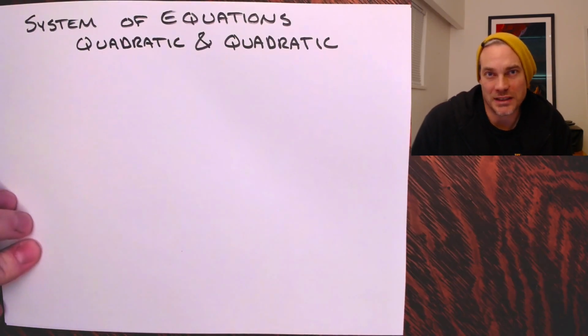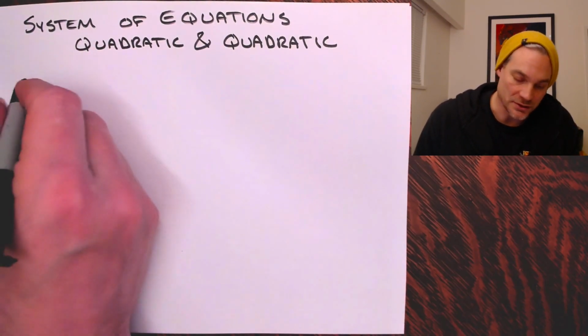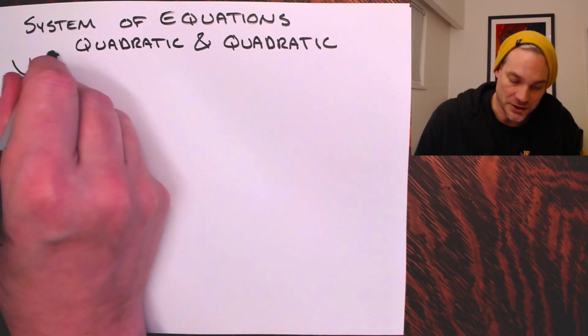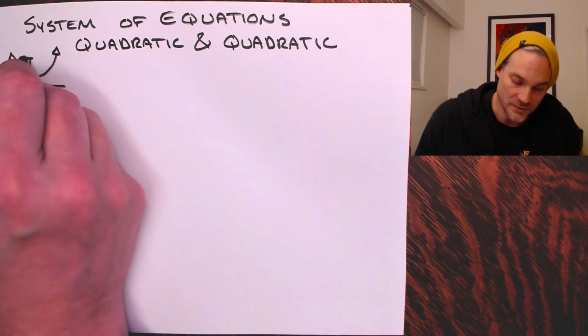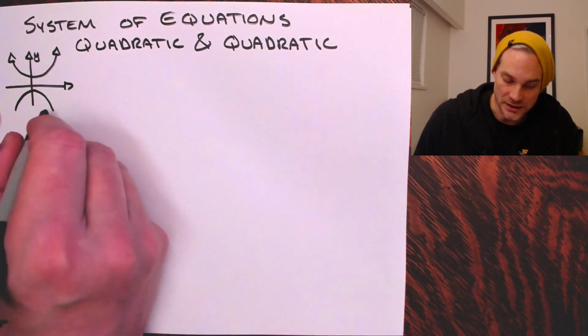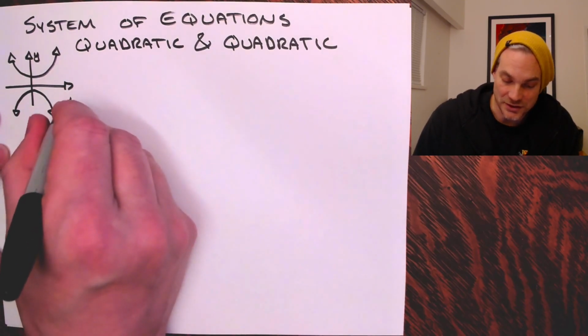Okay, so in this we're going to go over a system of equations with two quadratics. So we should just go over the possible types of solutions. Now, let's say we have a quadratic like this. This is my y and x. And the other one goes like this. So in this case, we can see that there is no solution.